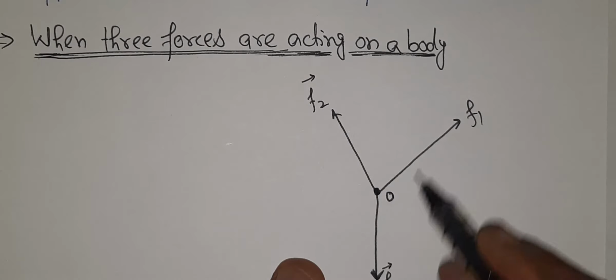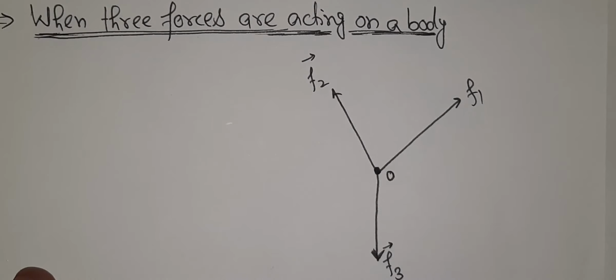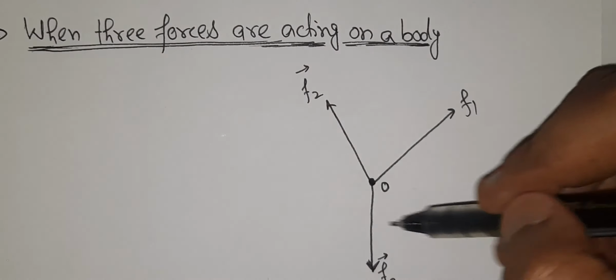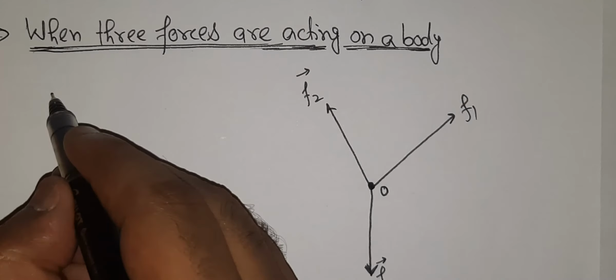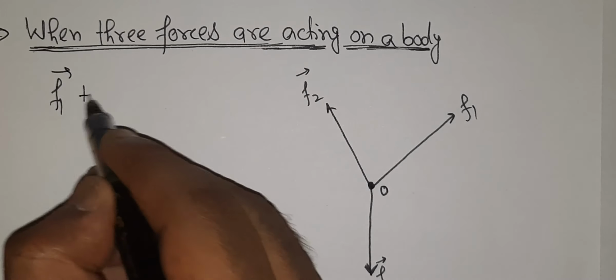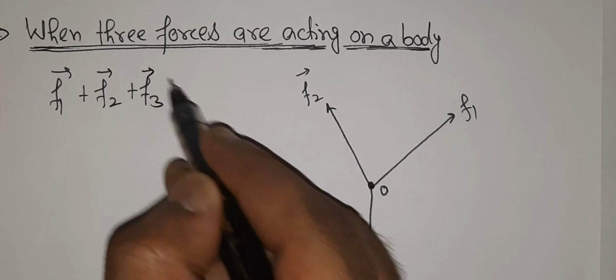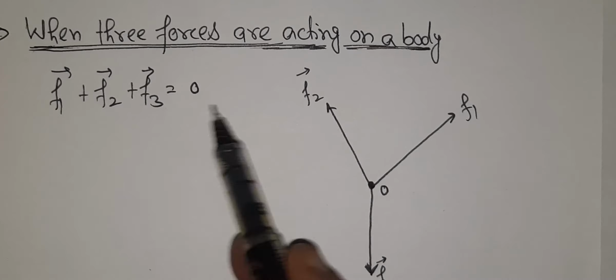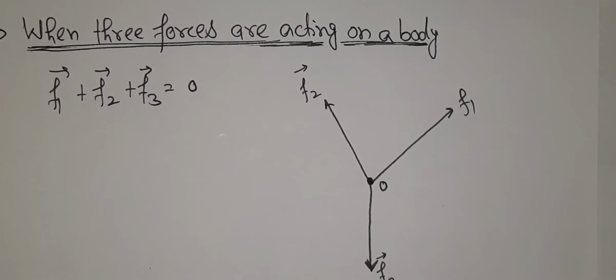Now, when will these three concurrent forces be in equilibrium? Suppose these three forces are in equilibrium, meaning F1 vector plus F2 vector plus F3 vector is equal to 0. It means these three forces give us zero resultant, meaning these three concurrent forces are in equilibrium.